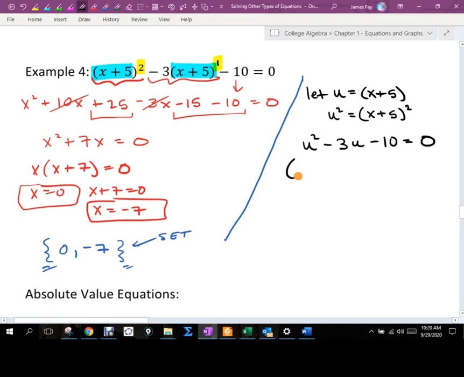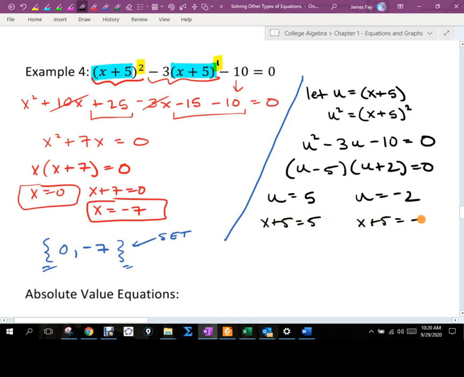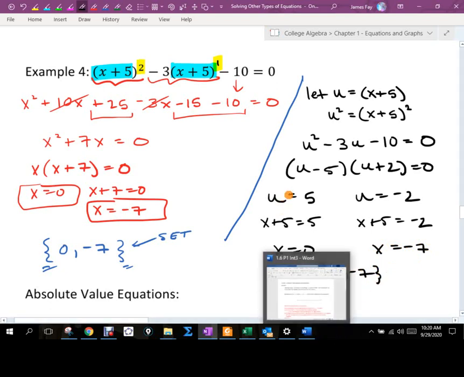But this, bless you, this will factor to what? U minus 5, U plus 2. Okay? So that's going to be U equals 5. That's going to be U equals negative 2, right? So now what do we do? Back substitute. U was x plus 5. So now I get x to be 0 here, and x to be negative 7 there. Same solution set, right?